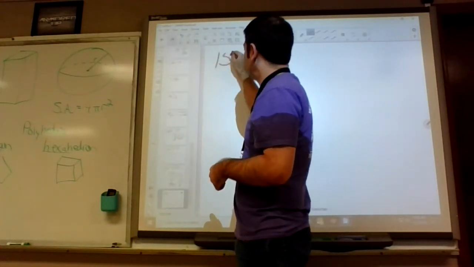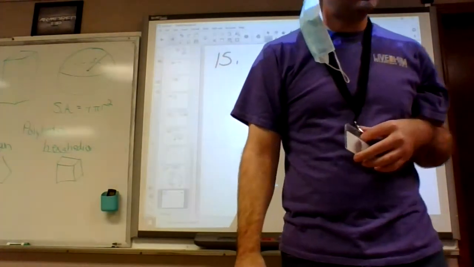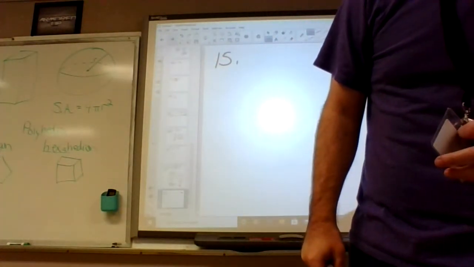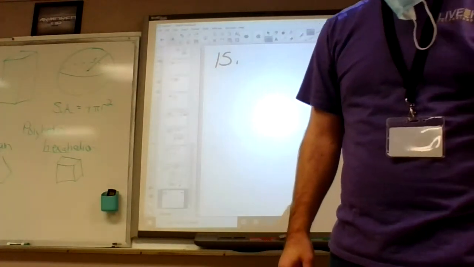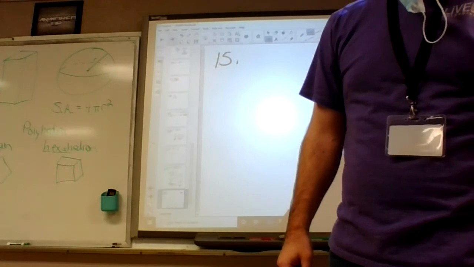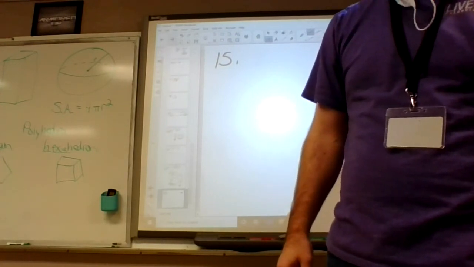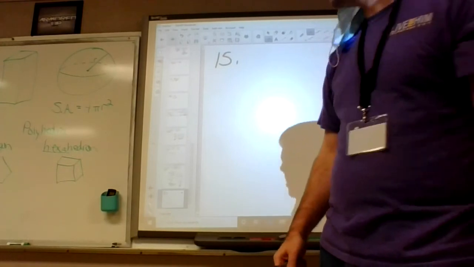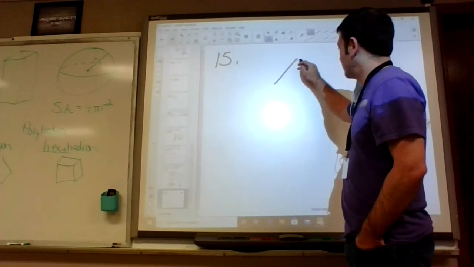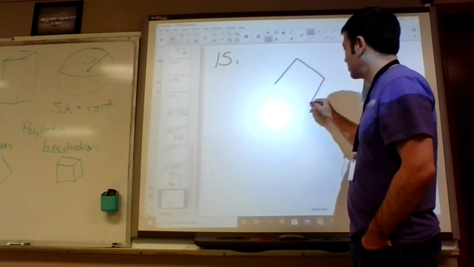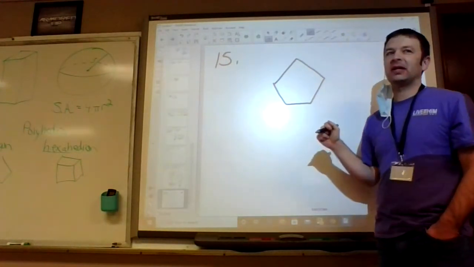Number 15, last one. Did you get centimeters squared? Yeah, it was centimeters on that one. A dodecahedron. What was the dodeca thing? 12. What were the sides of a dodecahedron made up of? Pentagons. How have we found areas of regular pentagons before?